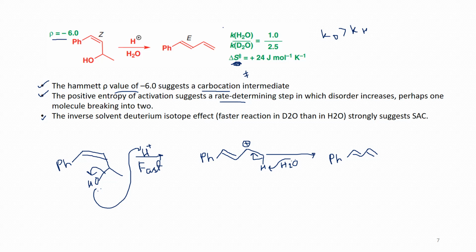Understood? So the first step is fast and the second step, the elimination step, is the rate determining step. That's why this is a specific acid catalyzed reaction.